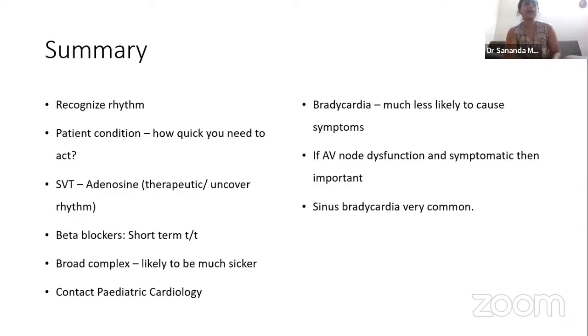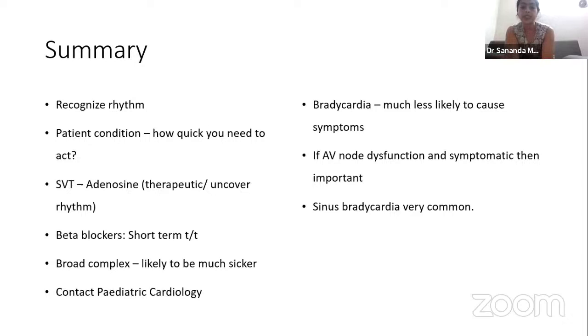So this is a summary. When we get an abnormal rhythm, first recognize the rhythm, then assess the patient's condition, how quickly we need to act. If there is narrow complex, usually we classify it as supraventricular, and adenosine is either therapeutic or uncovers the rhythm, then beta blocker for the short-term treatment. And if it's broad complex, then the child is likely to be much sicker, but not always. And always we have to involve pediatric cardiology for their expert opinion.